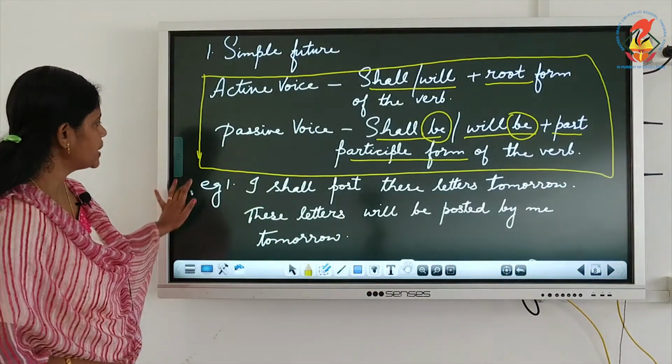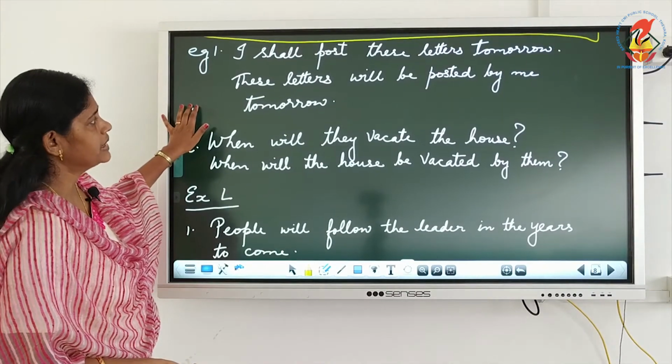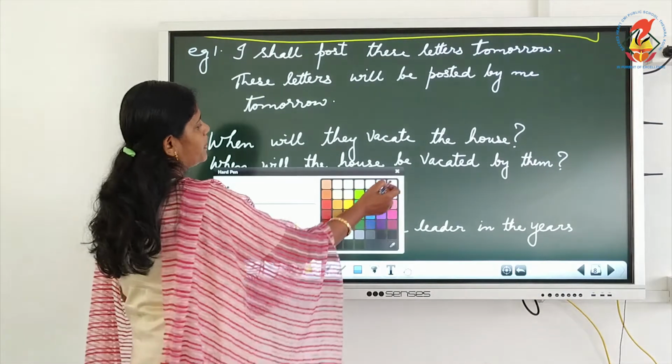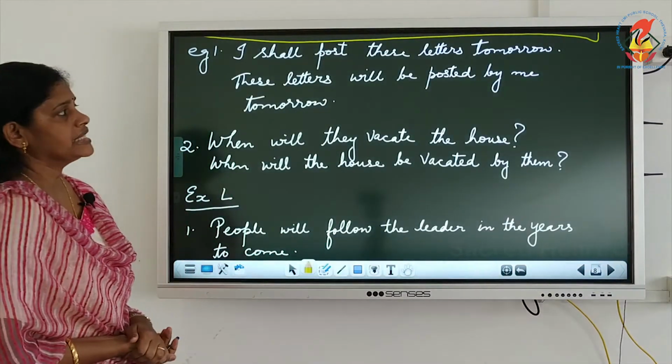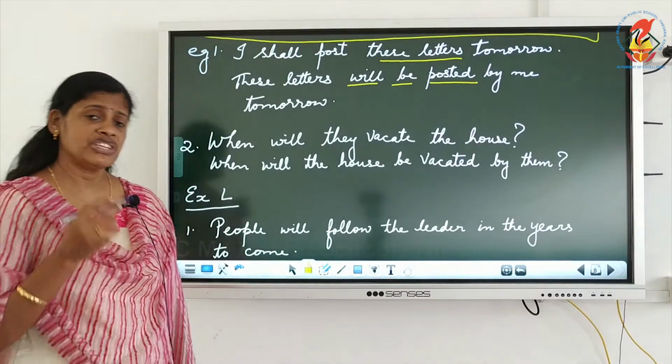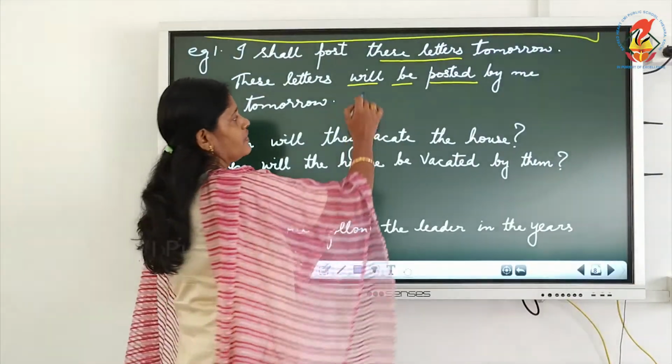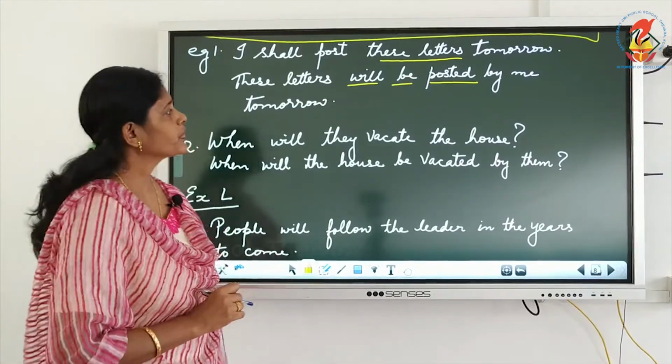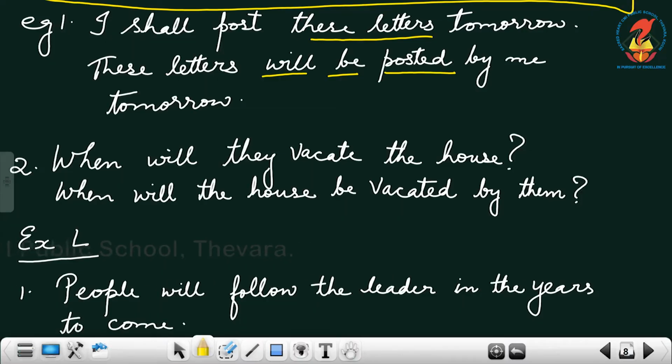Let's see a few examples. The first example, I shall post these letters tomorrow. So these letters, okay, it is plural. So these letters will be posted. You have to use shall or will. We generally use the word will. We very rarely use the word shall, and the extra word is be, will be posted by me tomorrow.